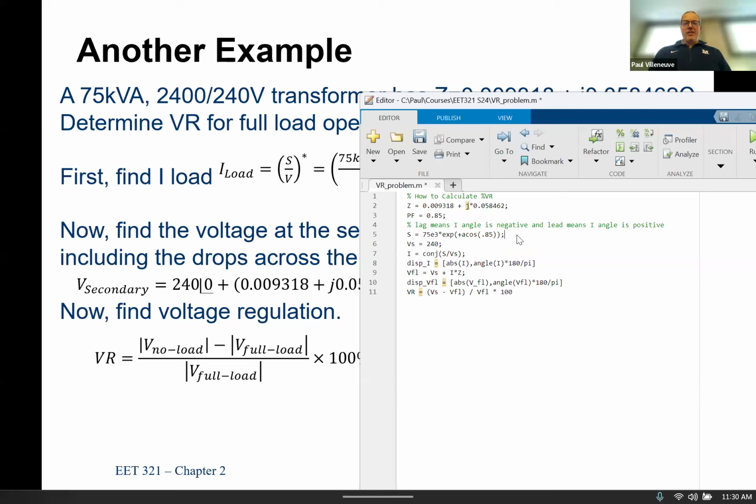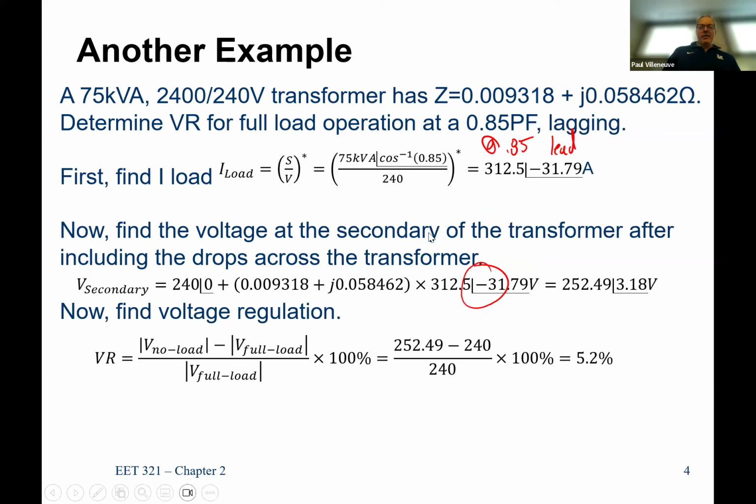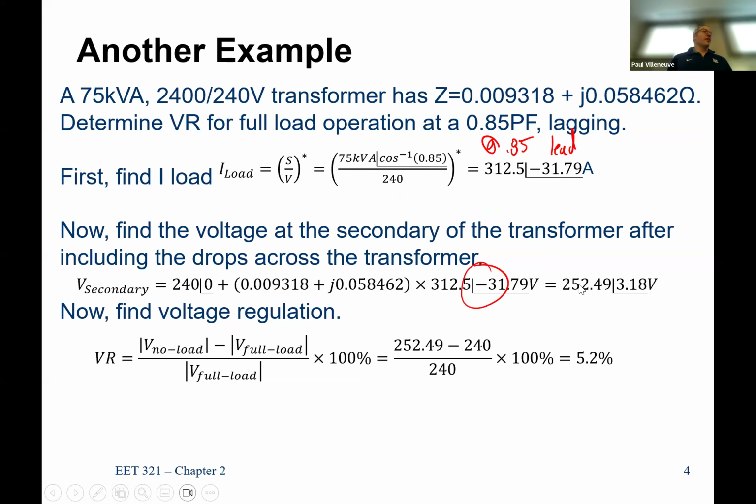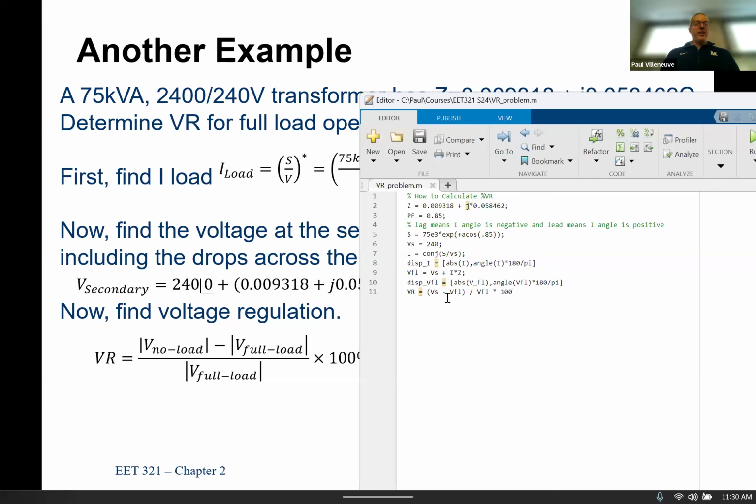I'm just going to go ahead and not display that. Here are my voltages, my calculated current, and then I display I. I actually don't need to display I. That's just for us to be able to see that hopefully we get 312.5 at an angle of plus 32. And then I also display my full load because I want to see what the voltage is here. And then the last thing is the equation, which is what I do over here. So that's literally just the step-by-step process.